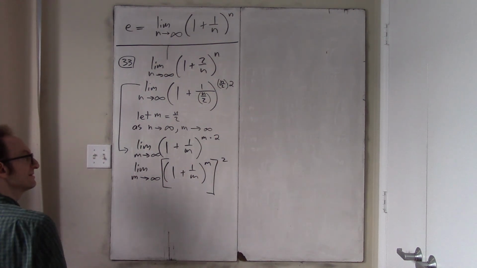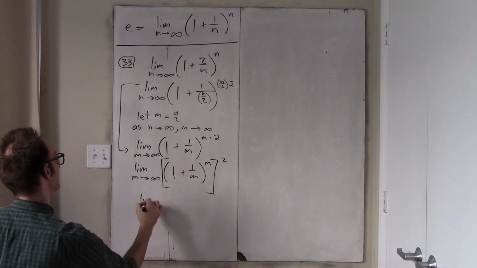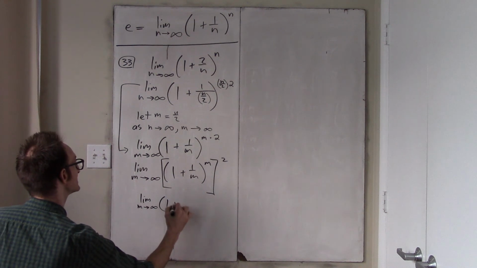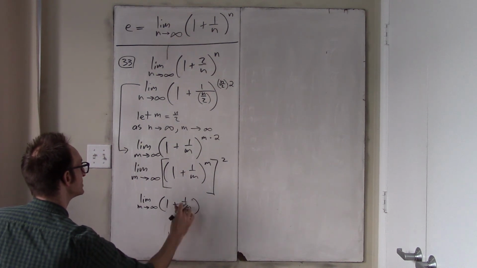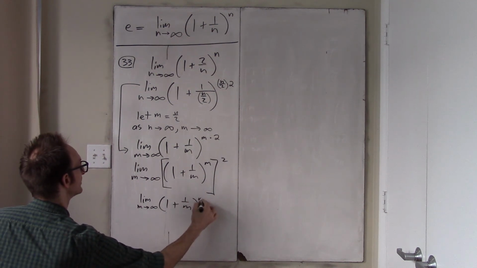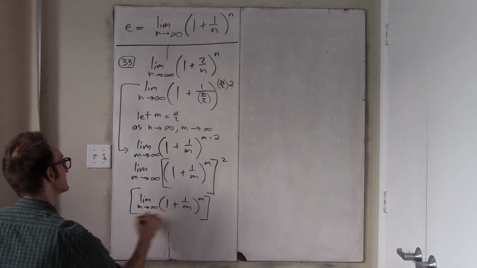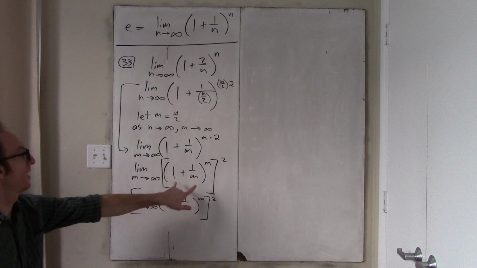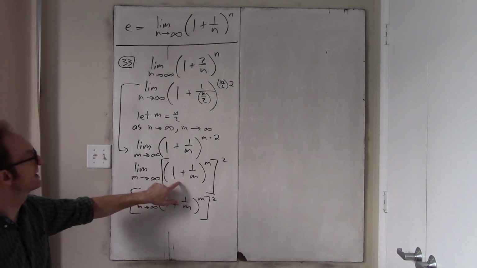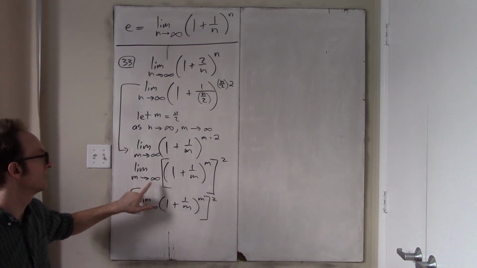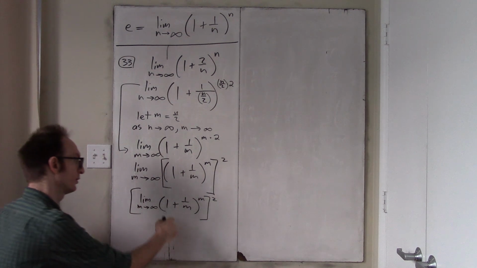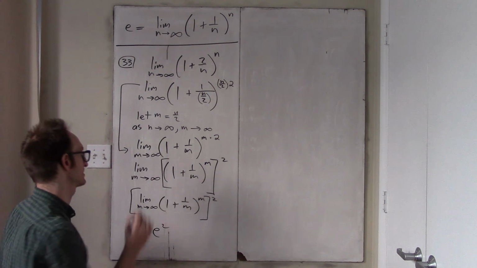And if you want to be even more fancy and particular about writing every single step, then maybe this is kind of overkill. Ultimately, what do I know? I know that as m goes to infinity, (1 plus 1 over m) to the m is going to e. And so this whole thing is just going to e squared.